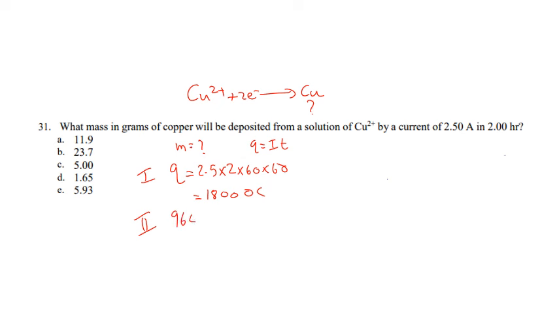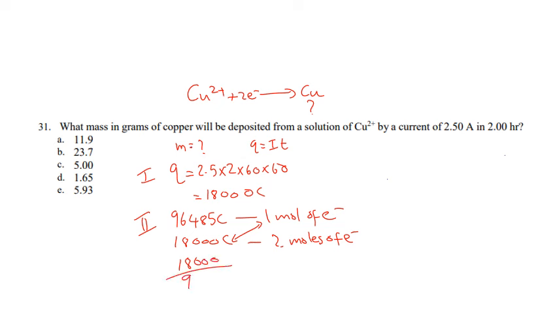So I know 96,485 coulombs is 1 mole of electrons. Okay, so then 18,000 coulombs is how many moles of electrons? So when I cross multiply and divide, multiply these two and divide by the other number, that means 18,000 divided by 96,485 will give me 0.1865 moles of electrons.